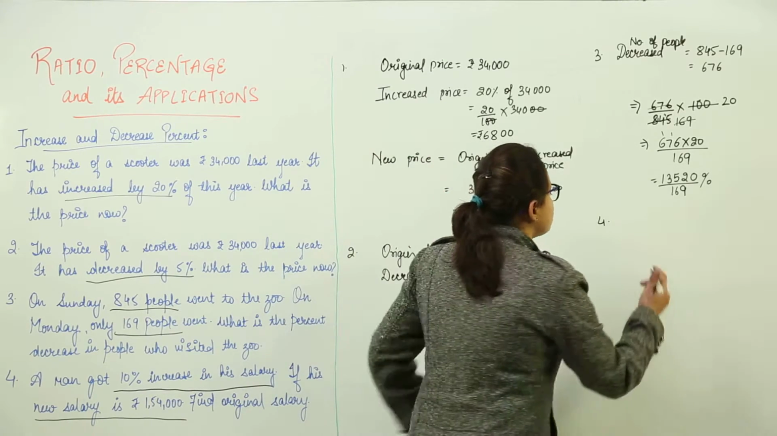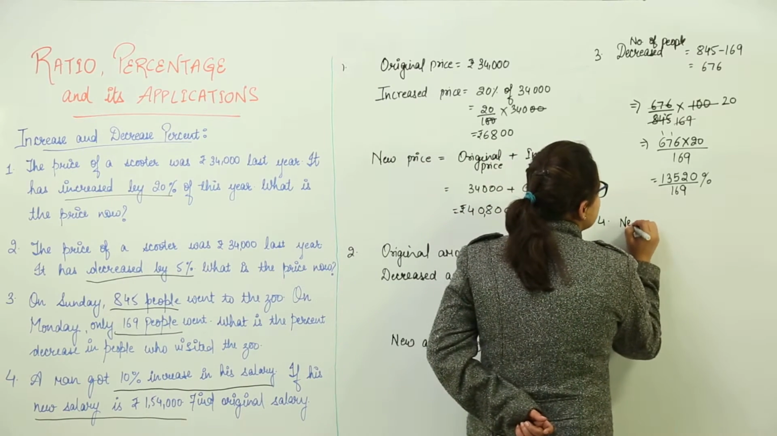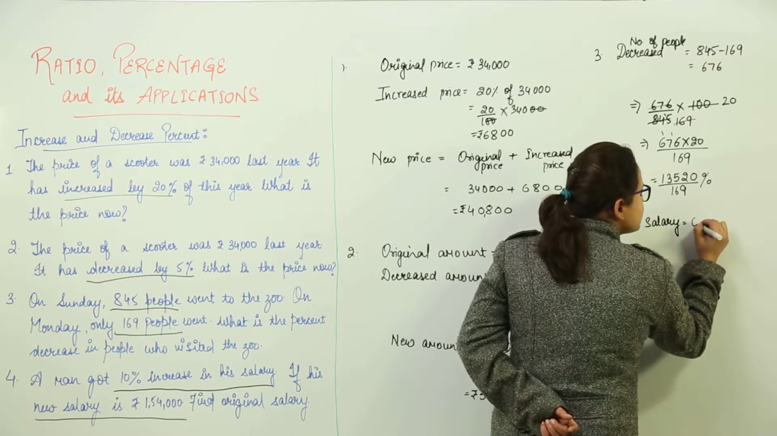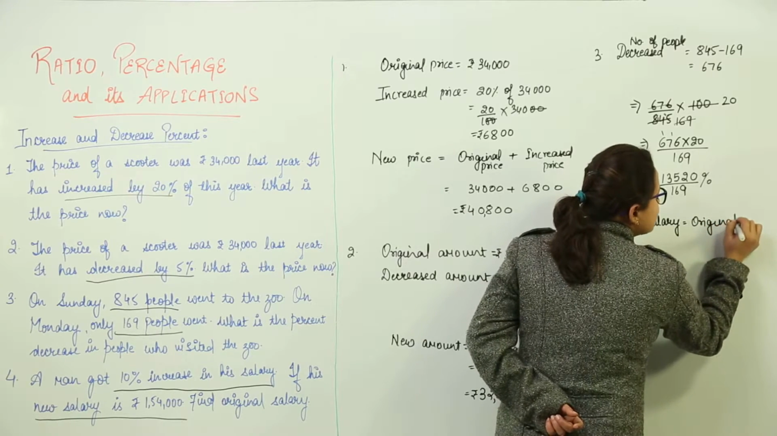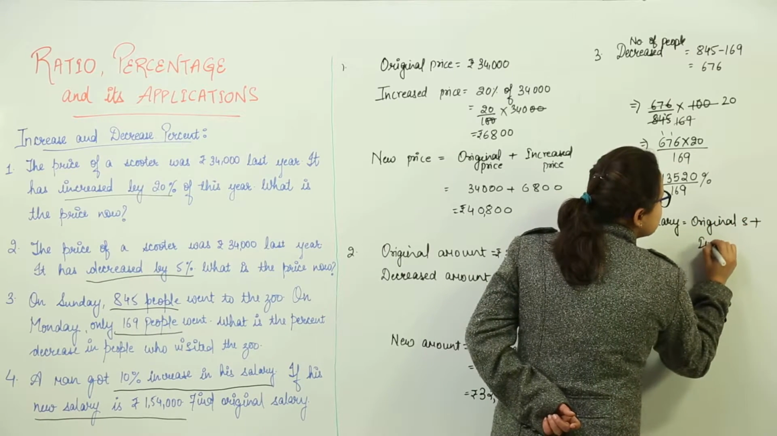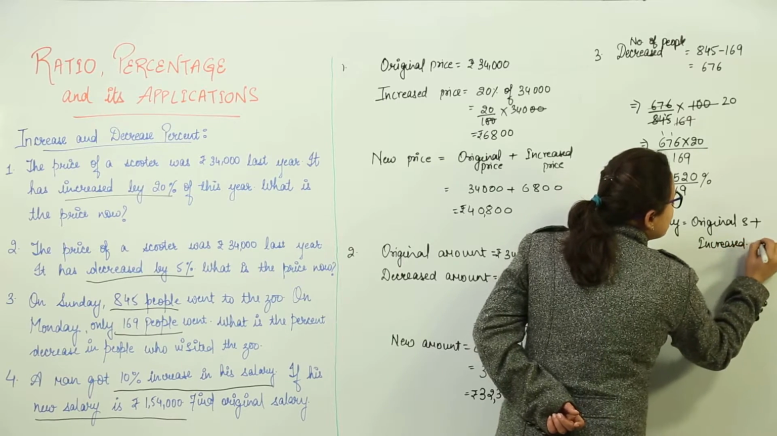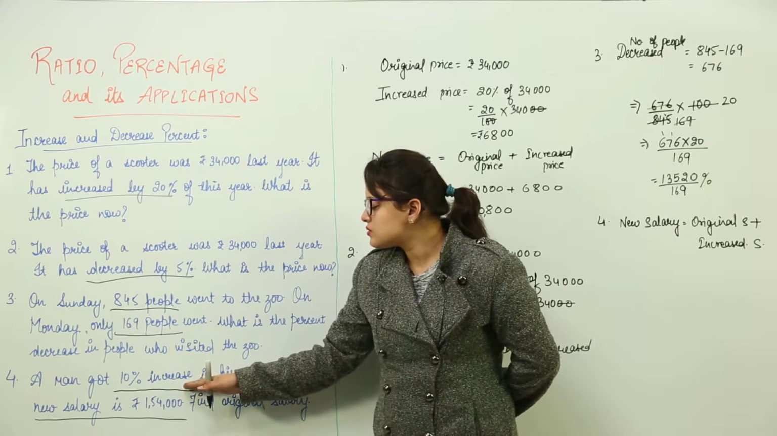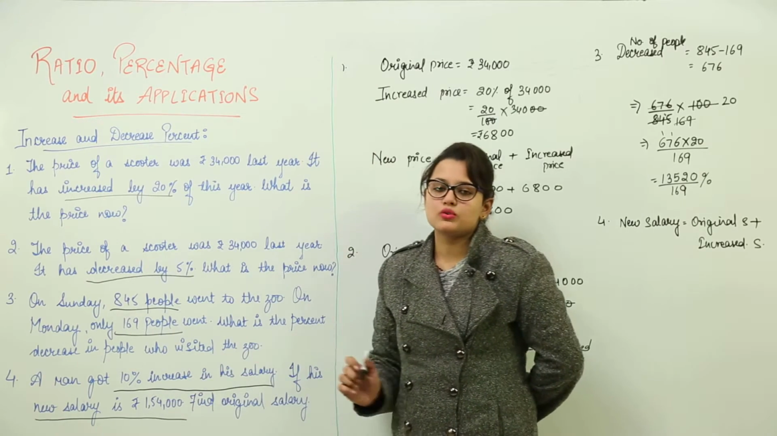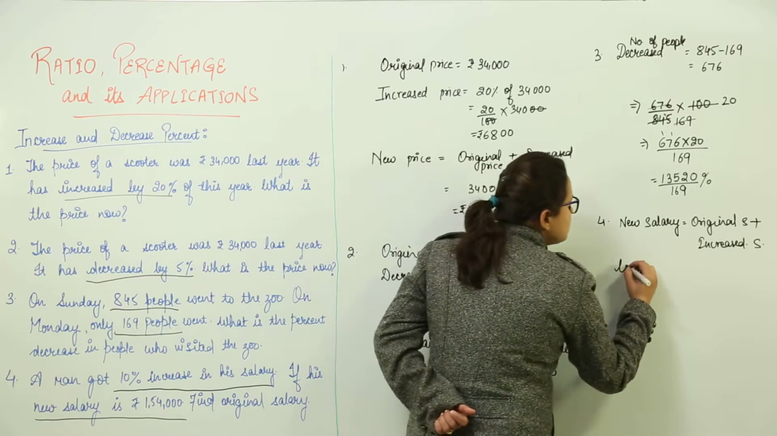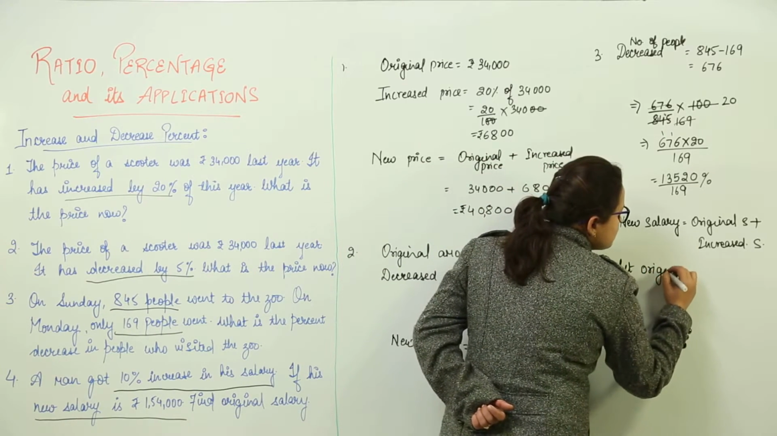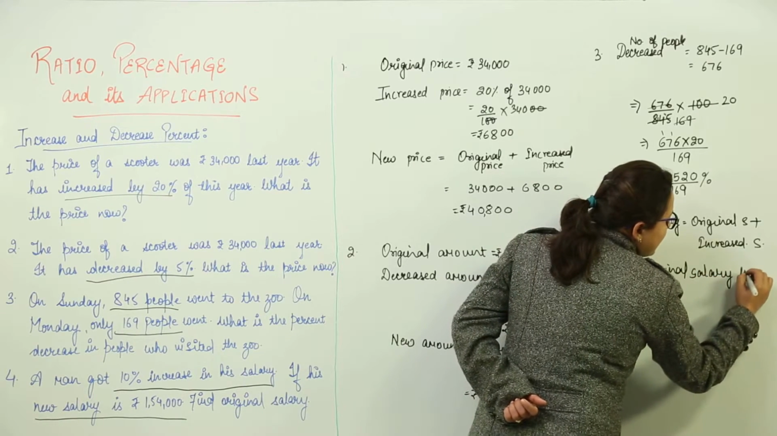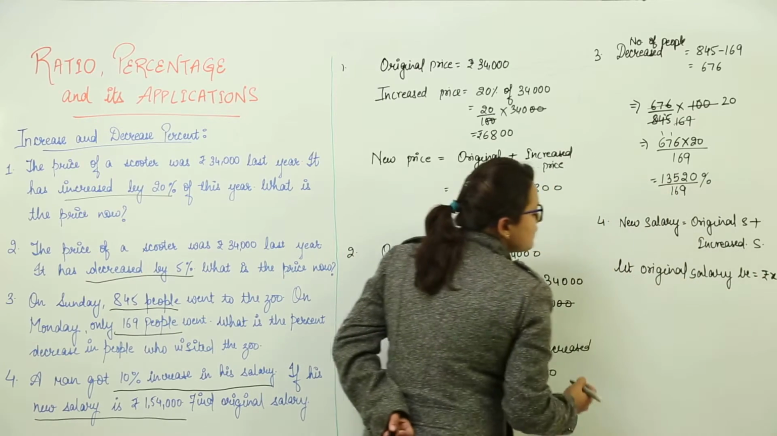That makes my equation actually. The new salary is equal to the original salary plus the increased salary. Now what am I supposed to do here? I am given two data in the question. I have been given the percentage increase also and the new salary also. So what I'll do, I'll consider the original salary to be X rupees. So I'll write let original salary be rupees X, and I will take the calculations now.